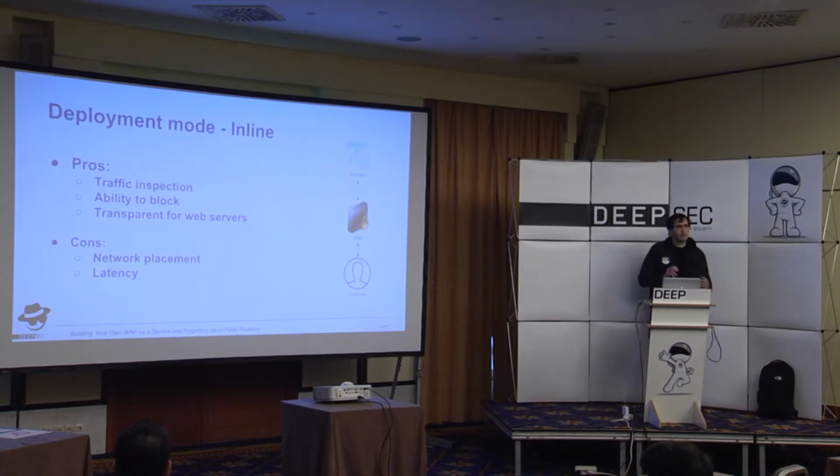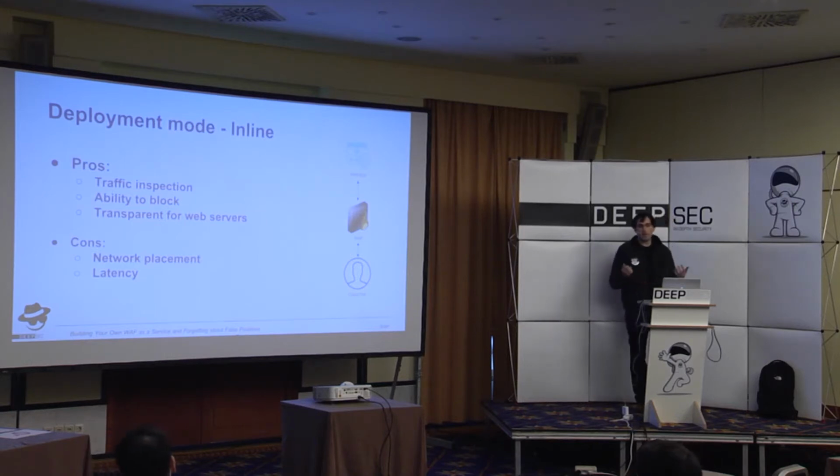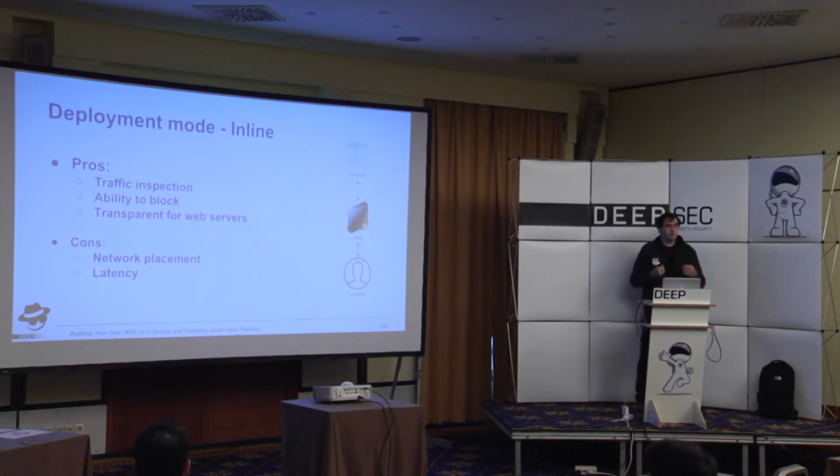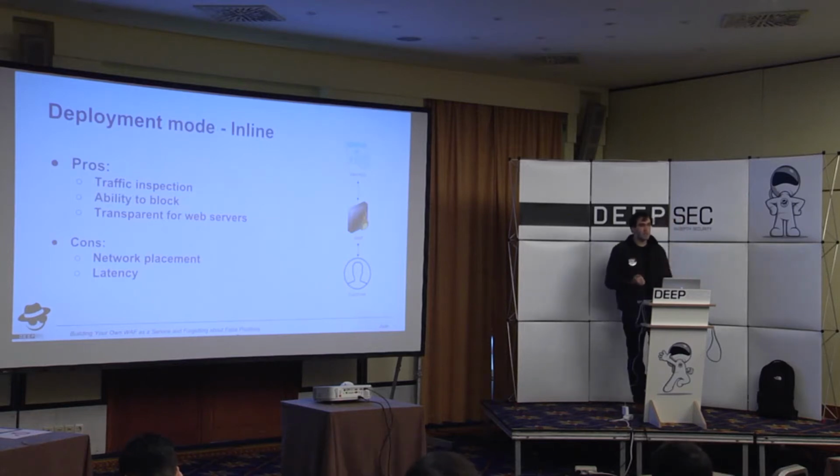So first I want to talk a bit about how WAFs are usually deployed. So a WAF can be deployed in an inline mode. This means that it's in the middle of the traffic between your web application and your clients. Some pros for this is that you can do traffic inspection, you have the ability to block, and it's pretty transparent for web servers because from their perspective, not much has changed.